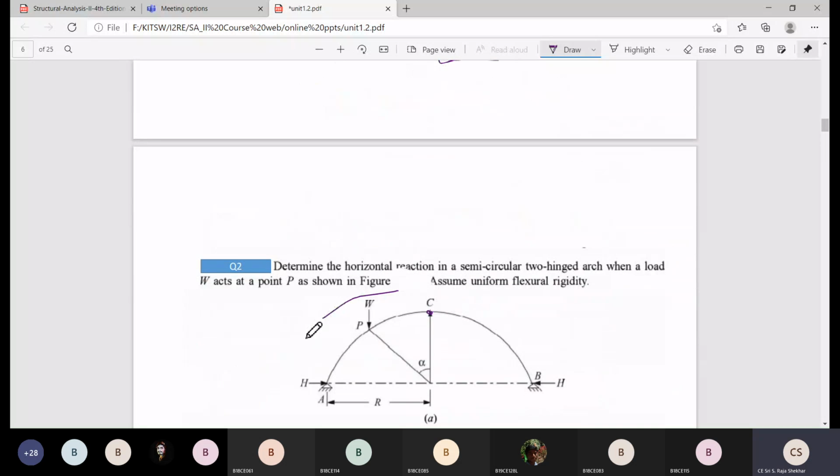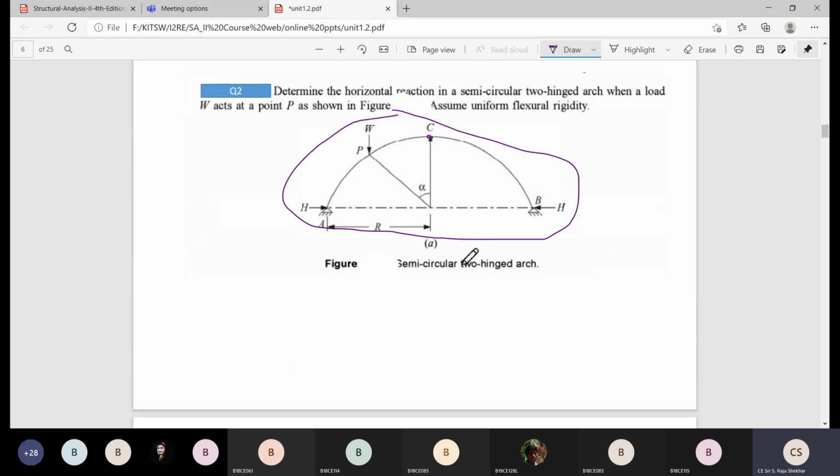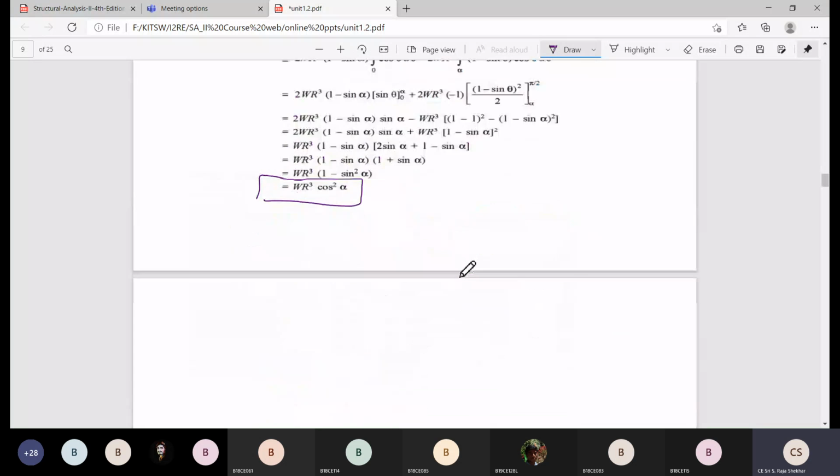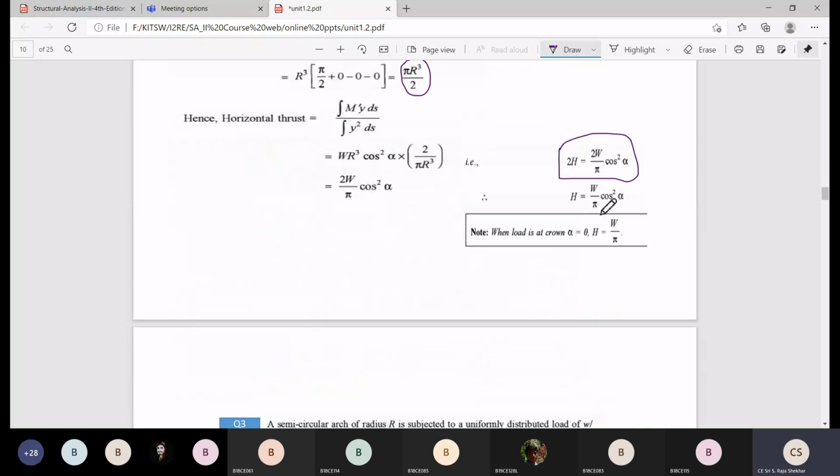So for this loading, we need the h value. So what we need to do? We have to divide this equation by 2. So finally, we're going to get h is equal to w by pi cos square alpha.